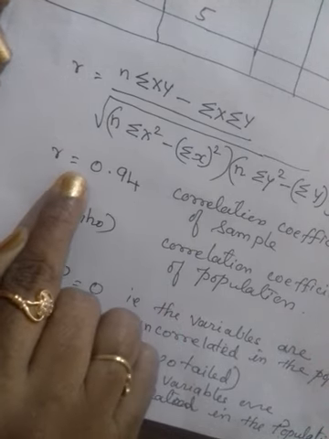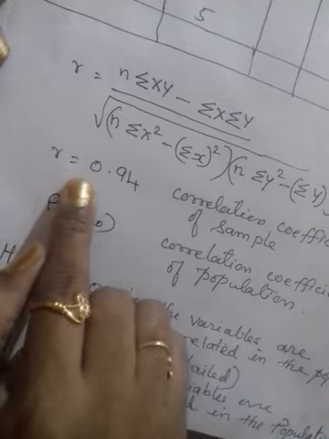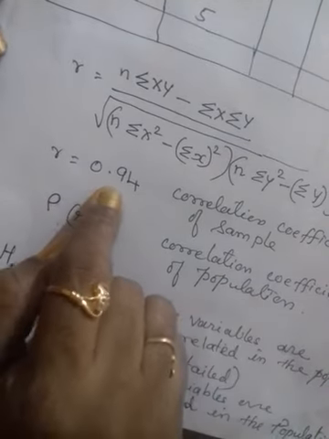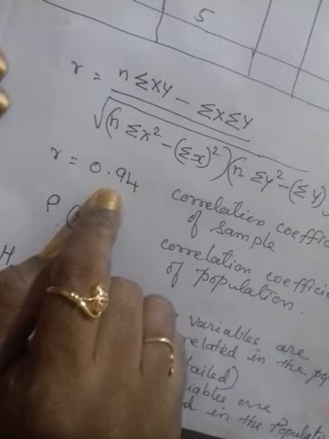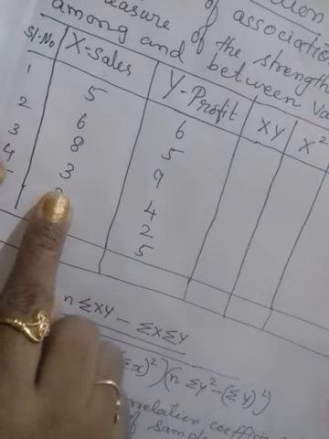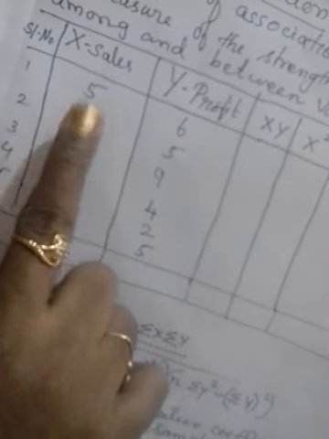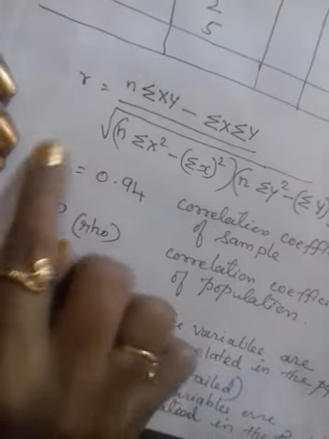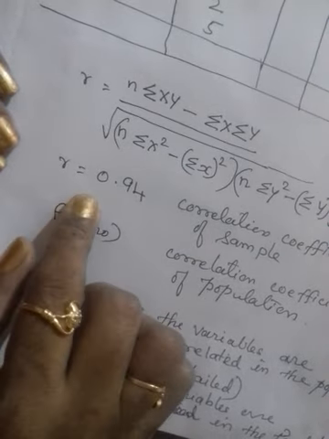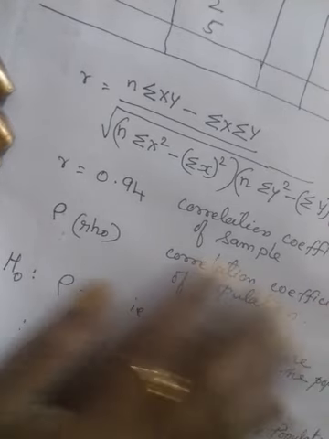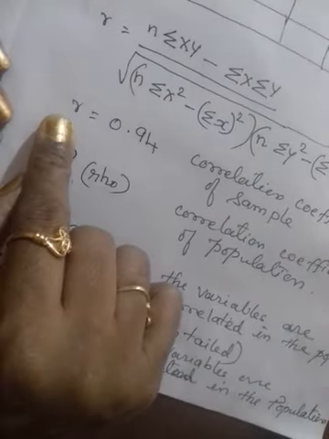We got a positive value, isn't it? It means there is a correlation between the two variables, and they are highly correlated. It is 0.94, positively highly correlated. So there is a correlation between the x variable, sales, and the profit variable, highly correlated. It means if x increases, y also increases. With the help of this data we can interpret that there is a highly positive correlation between x and y variables.